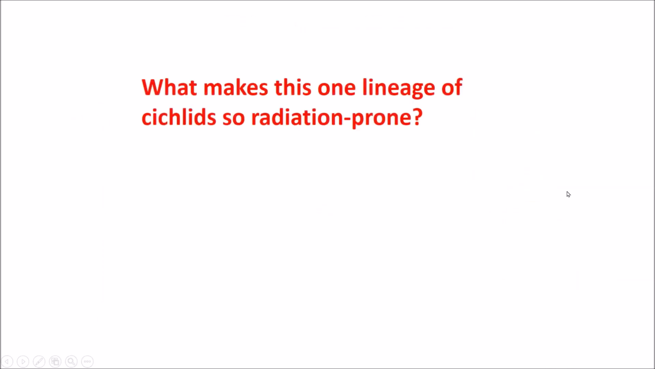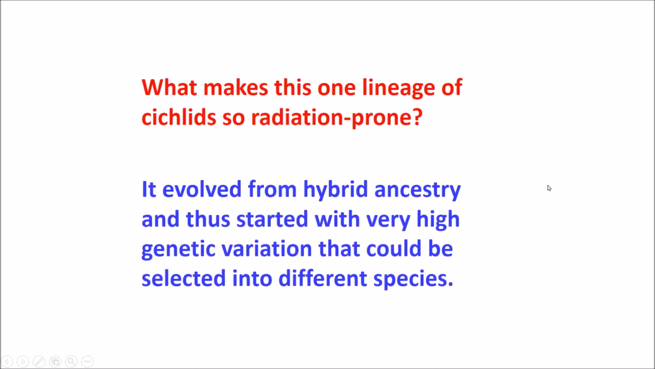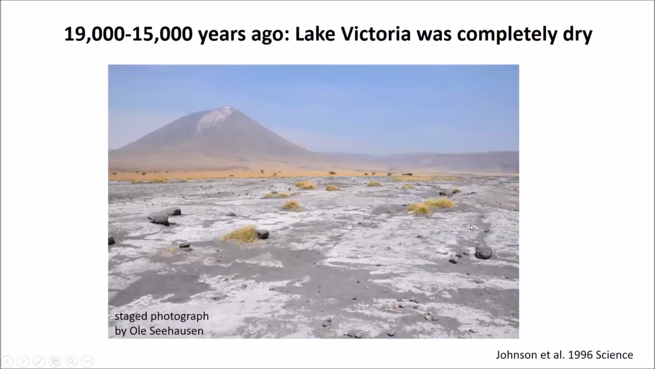So to get back to our question, what makes this one lineage of cichlids so radiation prone? Basically, it evolved from hybrid ancestry and thus started with very high genetic variation that could be selected into different species. And remember, it's just 150,000 years ago that all of these cichlids evolved. So it's extremely fast speciation. But it's actually even faster than that because Lake Victoria was completely dry for 4,000 years and only refilled 15,000 years ago.